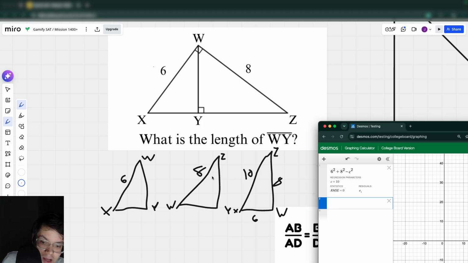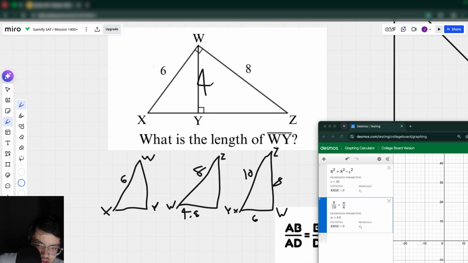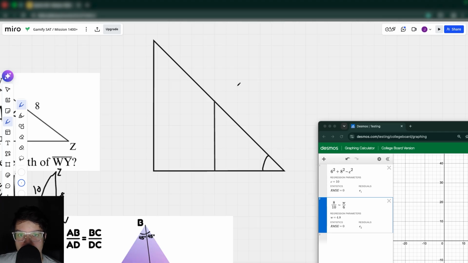In fact, right now, we can set a proportion here. 8 divided by 10 would be equal to WY divided by 6. And there's how we get 4.8, which would in fact be the measurement of this, and therefore the answer for this problem. So similar triangles rule the day yet again, though I will say for this problem, there was an easier way to solve with altitudes. Check my other video if you want to see that. I already showed an example, so not really any need here.